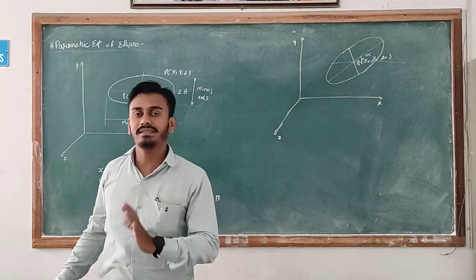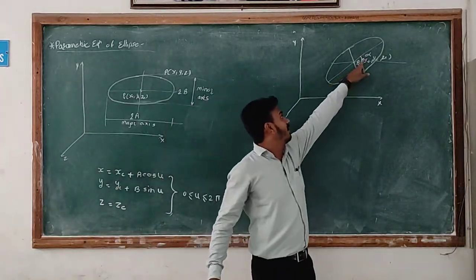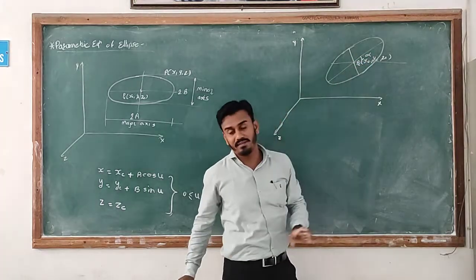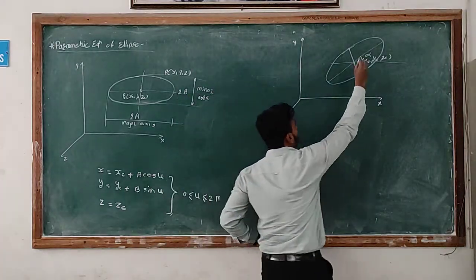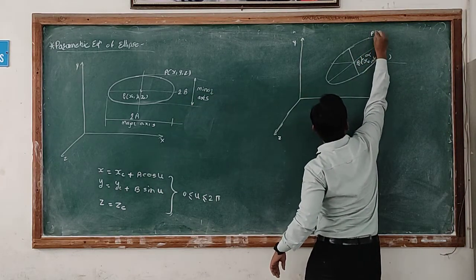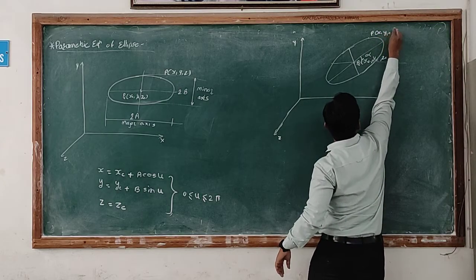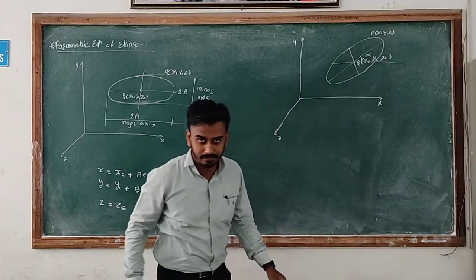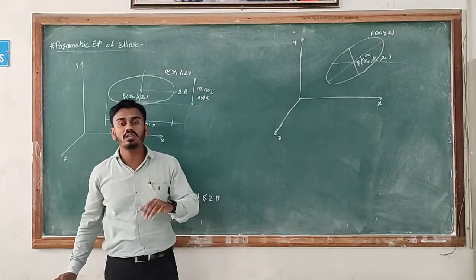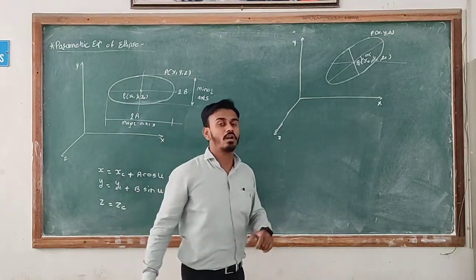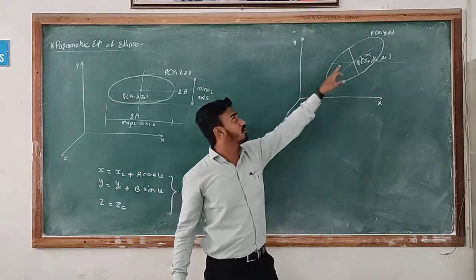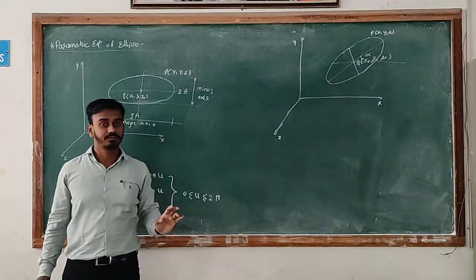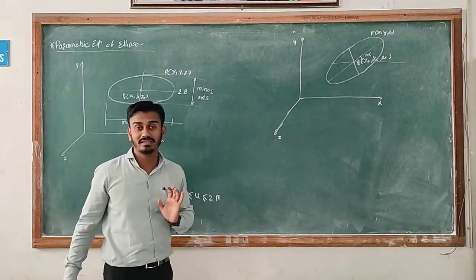Here, this ellipse is inclined at an angle alpha, which means the major axis of the ellipse is inclined at the angle alpha. And here is the point P, having the coordinates x, y, and z. Now I want to find the parametric equation of the ellipse to find the coordinates of this point P, x, y, z. Let's see here. I will explain once again.